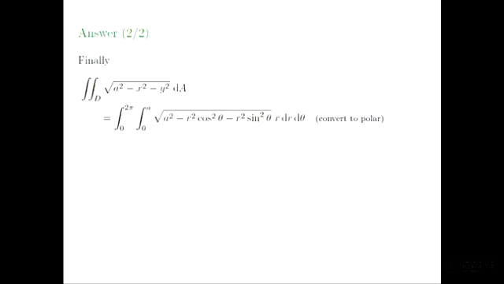R squared. Yes, r squared. Whoever said that gets 100 bonus points. Or 200.